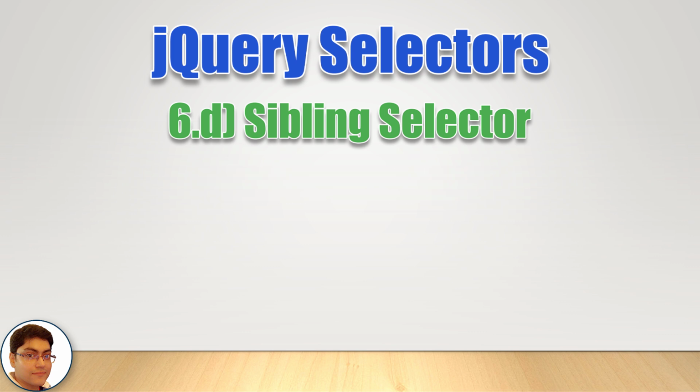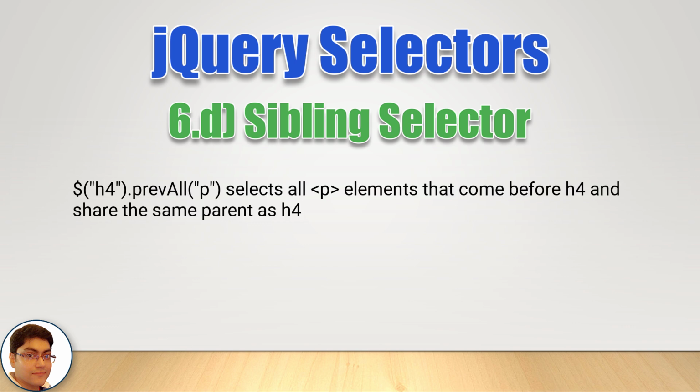To select all previous p siblings of a current h4 element using jQuery, you can use the prevAll() method. For example, $("h4").prevAll("p") selects all p elements that come before h4 and share the same parent as h4.